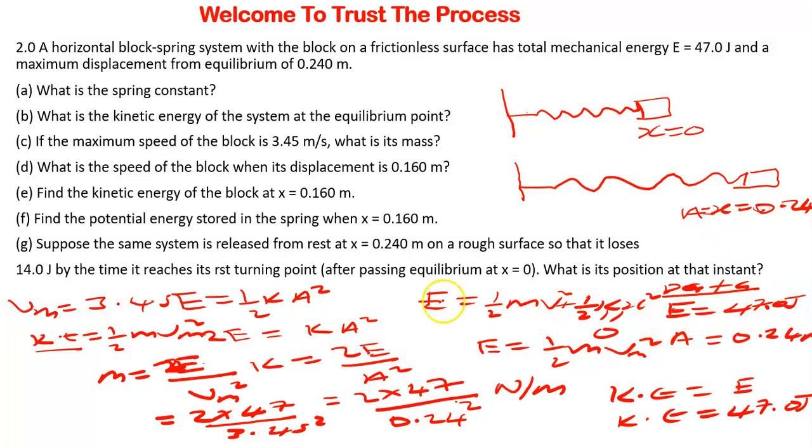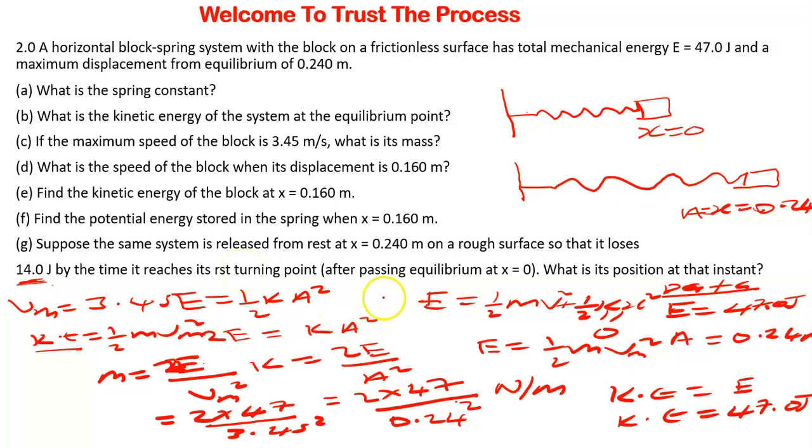After passing the equilibrium. So here they are saying that this block is now resting on a rough surface, meaning there's going to be friction, and that friction is what is going to cause the system to lose some energy, over 14 joules according to the equation. So they are saying that this system was starting from this point after being stretched, so it is going to lose the energy of 14.0 joules by the time it will reach its first turning point.